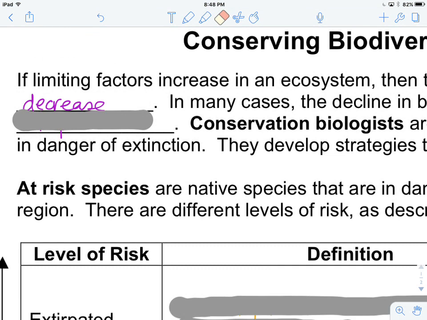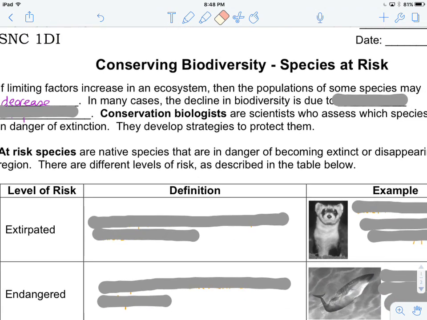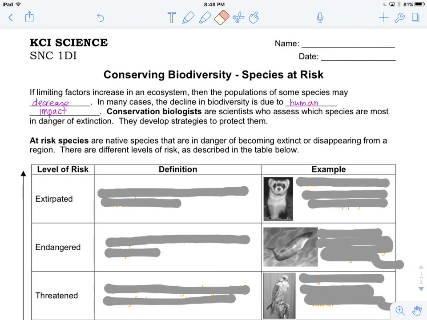Okay, so if limiting factors go up, the number of certain species' populations will go down. And in many cases, the decline in biodiversity is due to human impact. And so we've seen this with several examples throughout this unit.